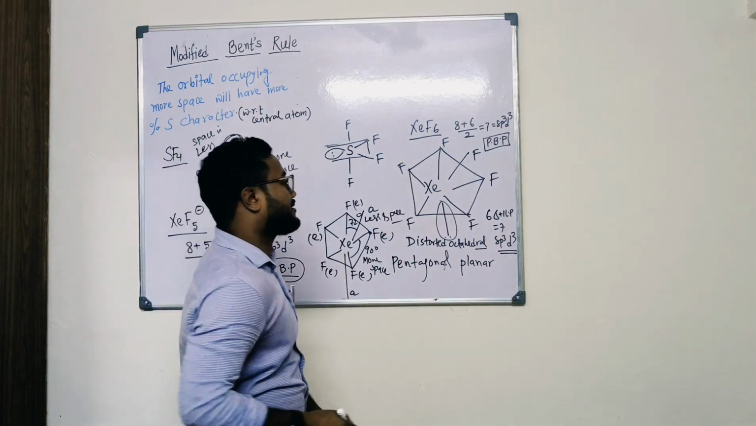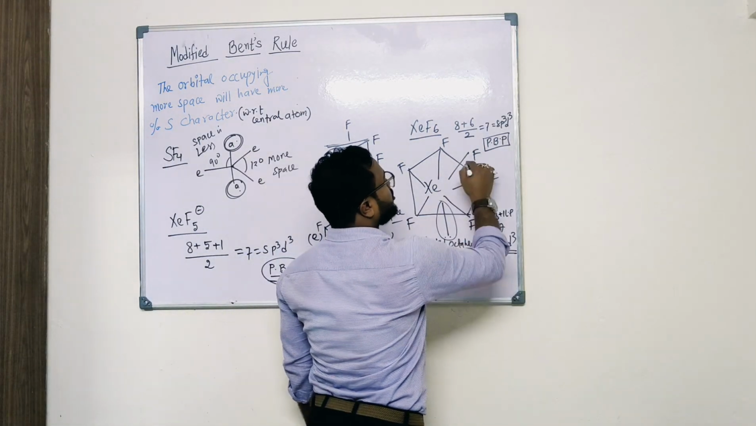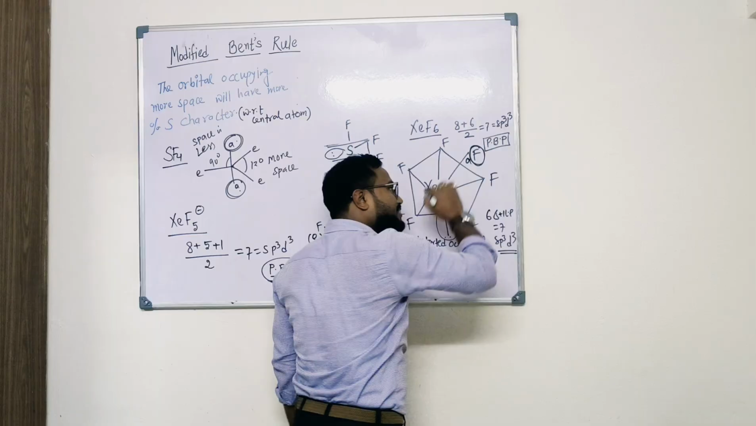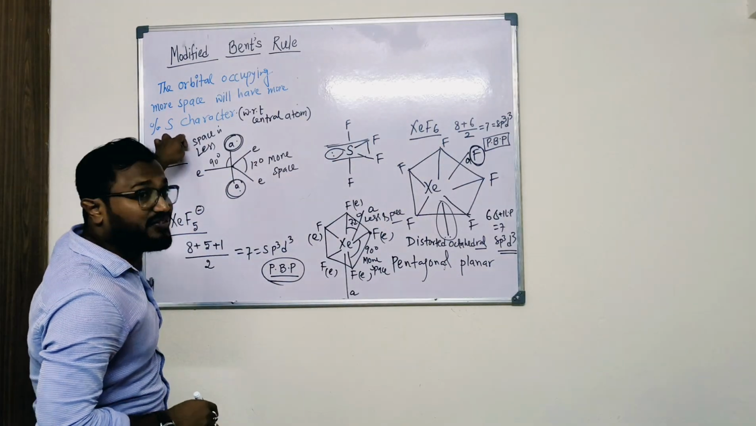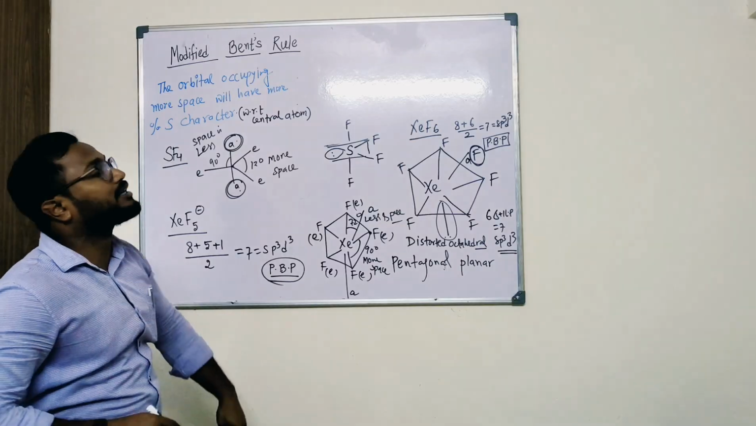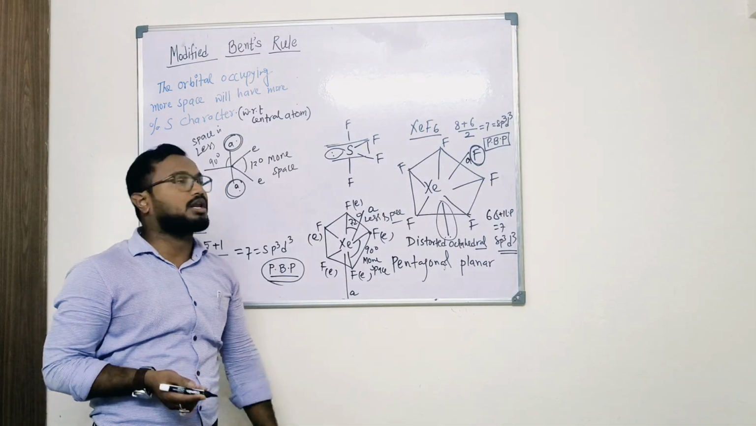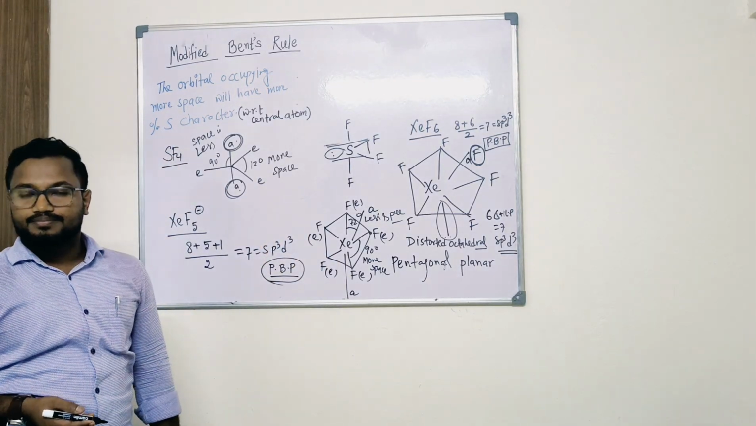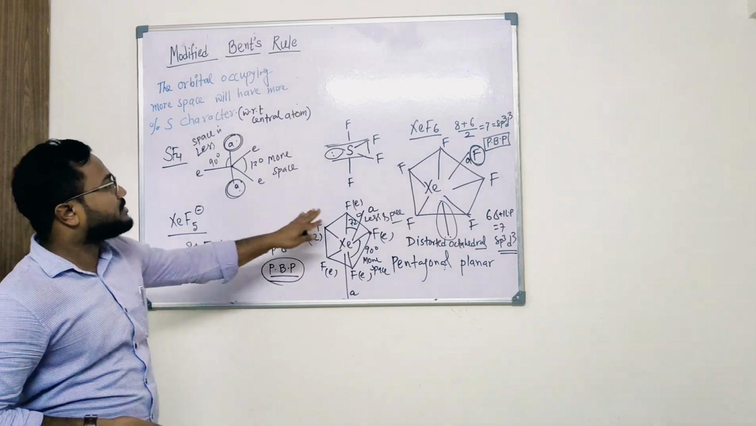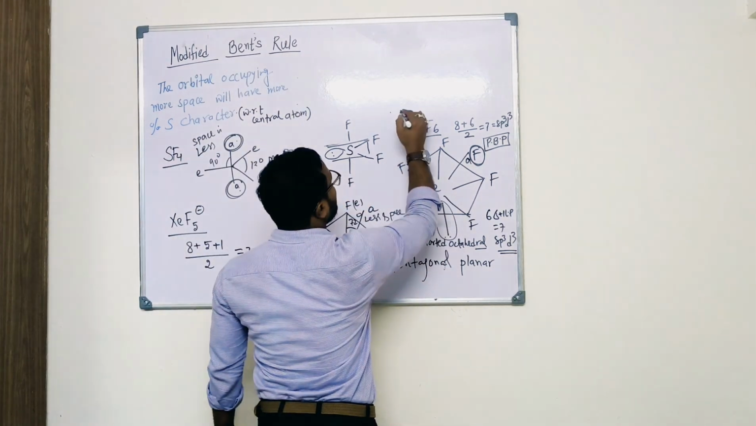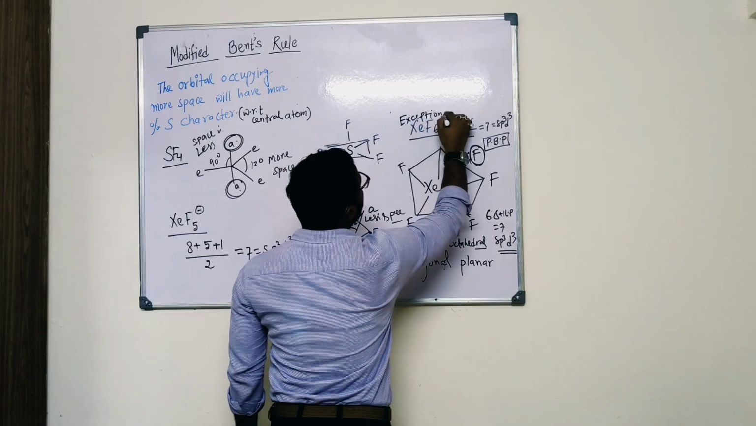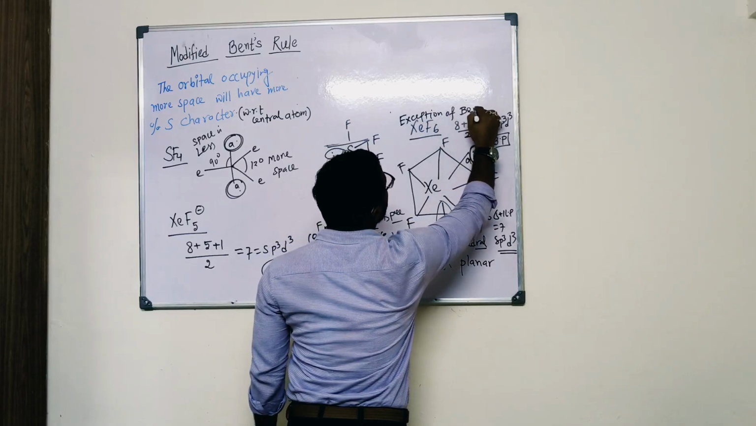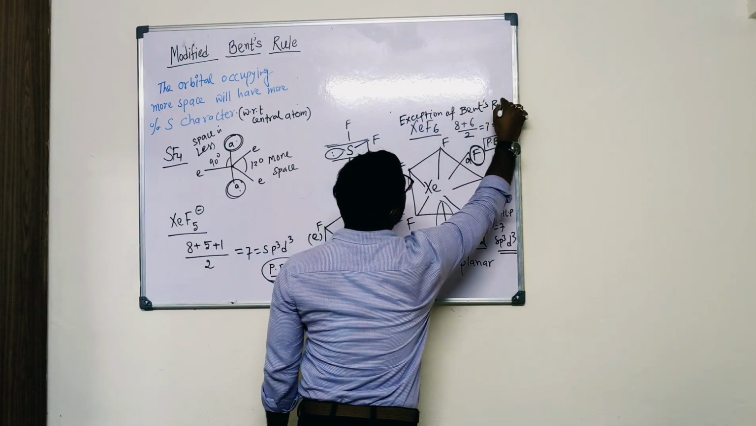but in this case in axial position also one atom is present. So the rule that was signifying that percent s character will be more with respect to central atom is being violated. So this is considered as exception. This is the exception of Bent's rule.